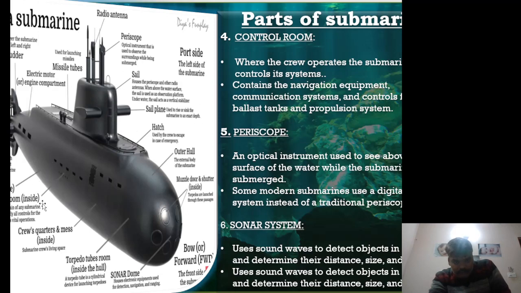Control room. This is like the brain of any submarine. It contains nearly all controls for the submarine's vital operation. Here is the propeller, which drives the submarine through the water. Electric motor engine component, used for launching missiles. This one is the missile tube. This is the hatch used by the crew to escape in case of emergency. Okay, so that's all about the parts of a submarine.